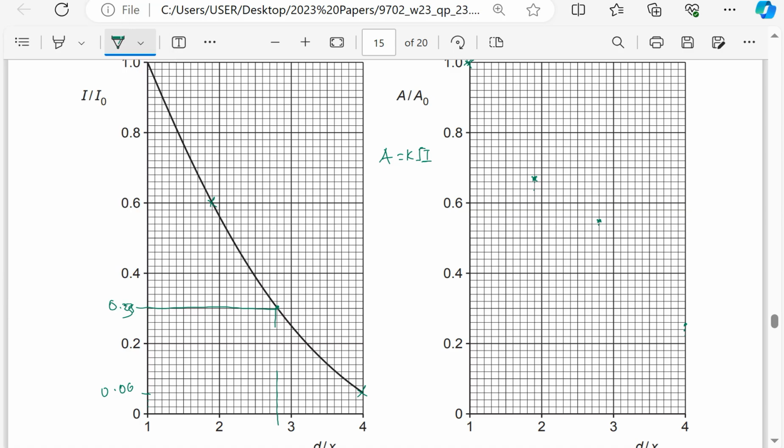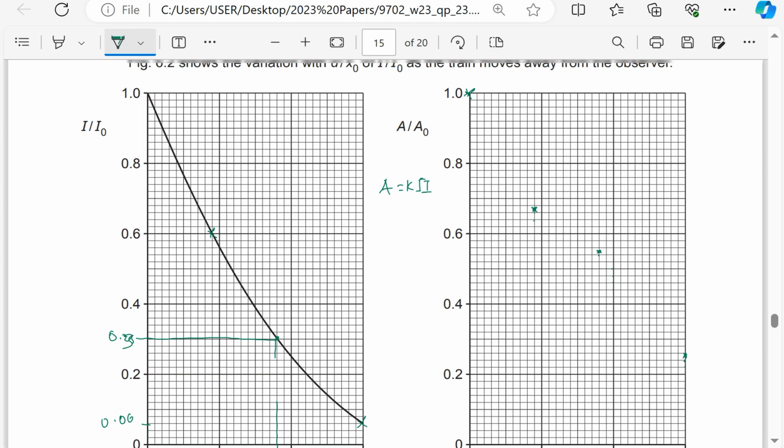Okay. 1, 2, 3, 4, 5. That is 0.5, 0.52, 0.54, 0.55. Okay. So I have those points and I have to sketch a graph. I have to check if they give me a straight line.